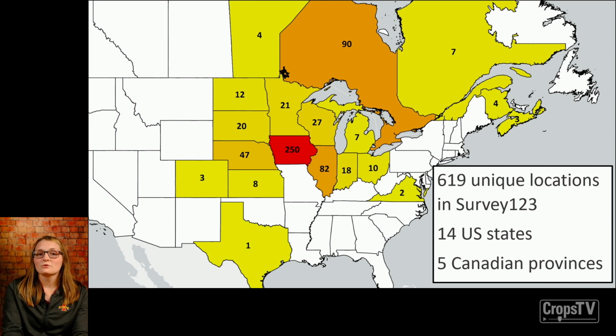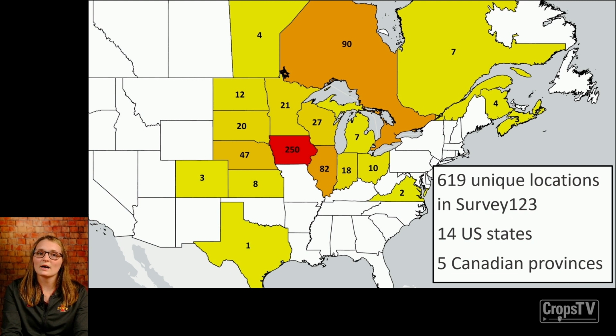So we had 619 unique locations that were entered into Survey 123, although I know that there were many more that were not entered either due to privacy reasons or because people just didn't get them entered fast enough, and I needed to use this data for some presentations. But it comprised 14 U.S. states and 5 Canadian provinces. So you'll notice that 14 is more than the 12 that I told you that we had earlier, and that's because some people from Colorado and Texas found out about us using Survey 123, and they wanted to contribute, even though they weren't established as part of our regional network.